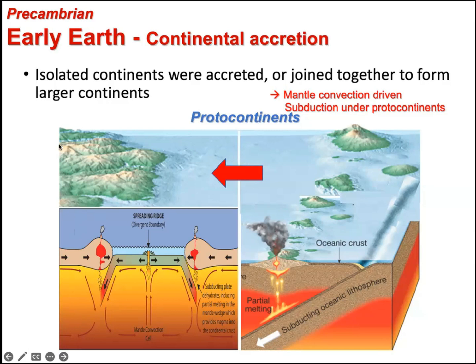So they gradually moved and met each other and accreted onto larger crustal masses. Okay, so small islands move towards each other, or sometimes even away from each other, but wherever they meet, they accumulate and make a bigger landmass. Likewise, this development of landmass continued, and those landmasses we call the proto-continents.